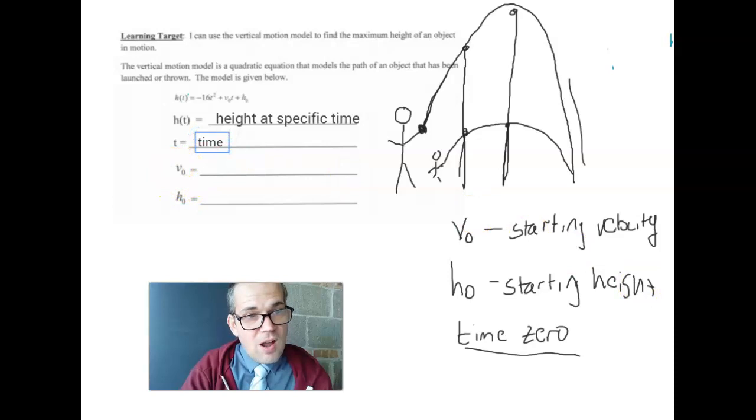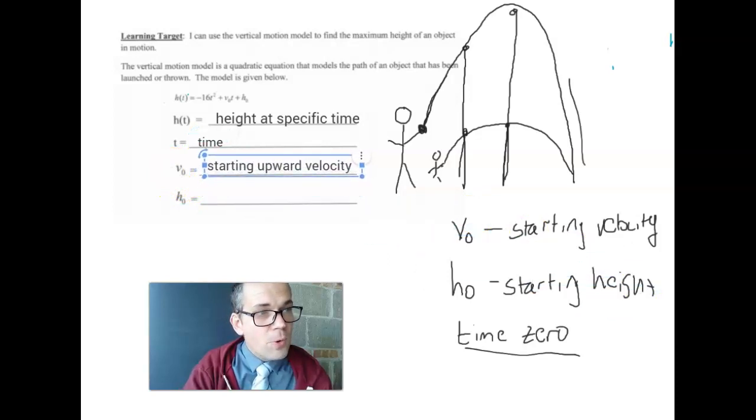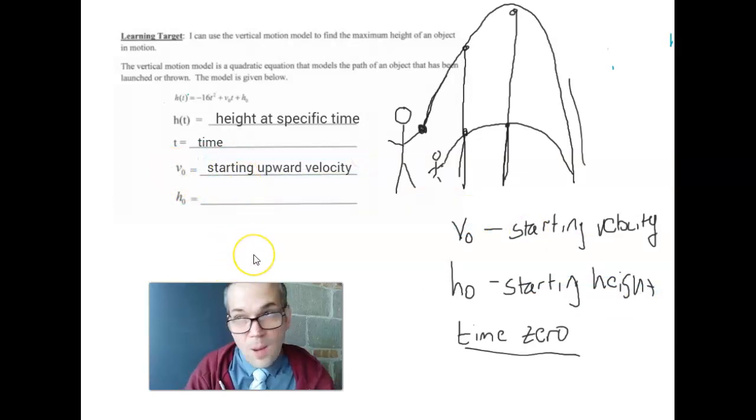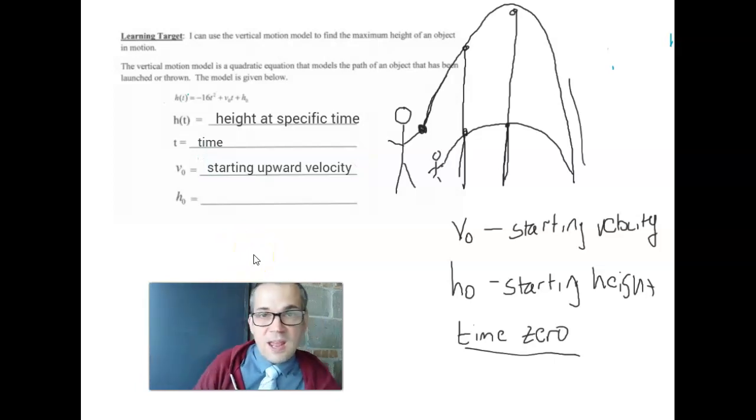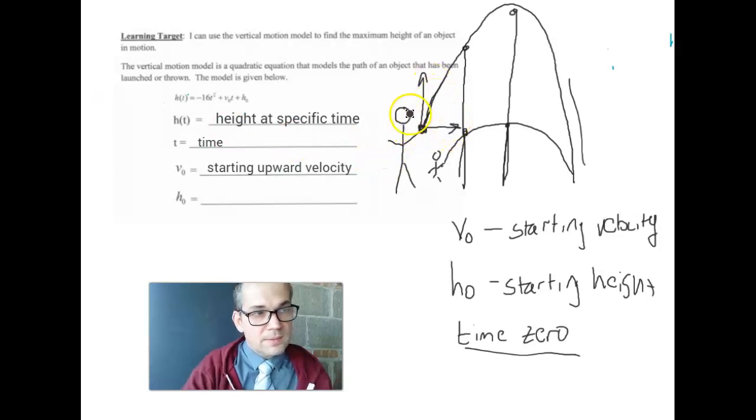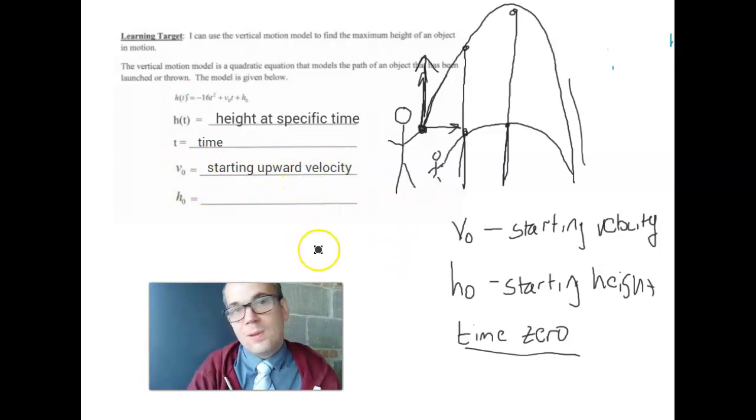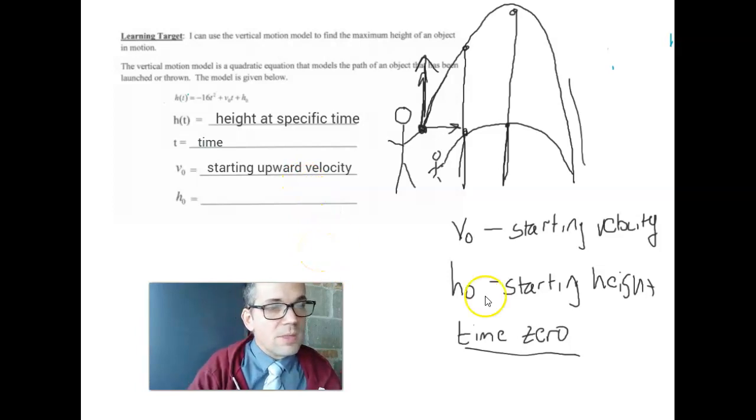V sub 0 I just talked about, but it stands for starting upward velocity. Now, I throw that word upward velocity in there, and if you're not in physics, you may not know what I mean by this, but when you throw a ball, there's two velocities going on. There's a velocity that pushes the ball up, and there's a velocity that pushes the ball over. And it's the upward velocity that determines how high the ball goes. So you don't need to worry too much about this. Anytime I give you v sub 0, it'll be an upward velocity. You'll see that upward in there. Don't worry about it. We need it to make the problem official, but it doesn't affect what you do with it. And this last portion is the starting height.